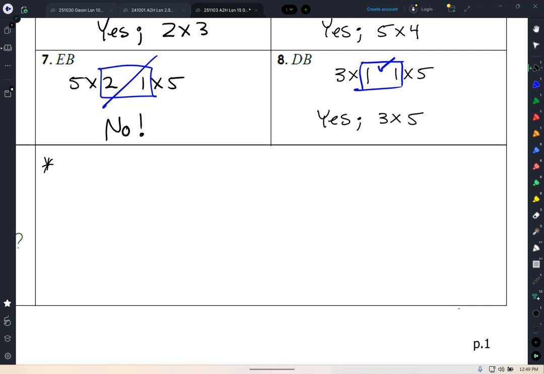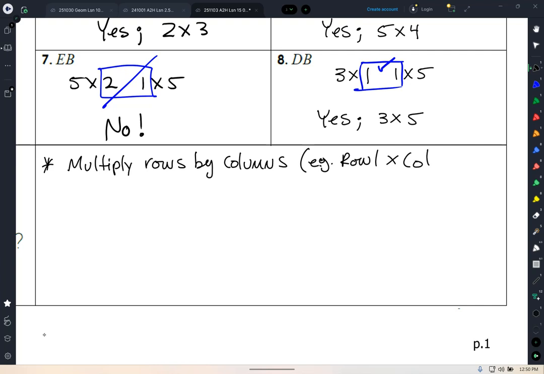So we're going to multiply rows by columns when we do this process. So for example, it might look something like this. Row 1 times column 1, etc. So once we know that we can multiply, we're going to go row 1 times column 1, and then row 2 times column 2, and then row 3 times column 3, like that. So we're going to multiply matching row numbers by matching column numbers.